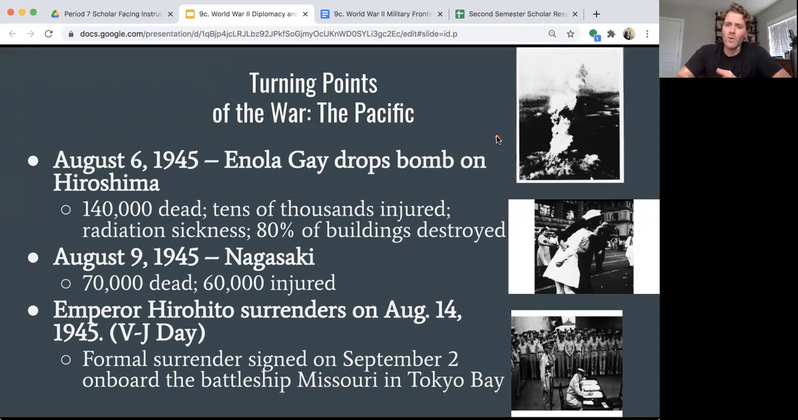I know the video that I had you watch on your extension day had a little bit of footage of like the aftermath, right, where it's just a decimated landscape. The U.S. says to Japan, like, surrender or we'll drop another one. And Japan does not surrender.